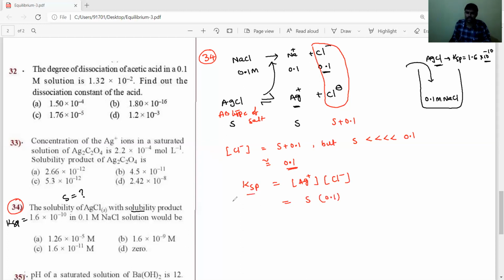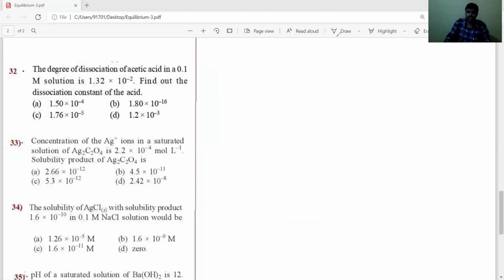And the KSP value, how much they gave, dear students? 1.6 into 10 to the power of minus 10. Then S is equal to 1.6 into 10 to the power of minus 10 divided by 0.1. Dividing by 0.1 means multiplying by 10, so it becomes 1.6 into 10 to the power of minus 9 molar. So the answer is 1.6 into 10 to the power of minus 9 molar. B option is correct. Okay, students, let's go for the next question.